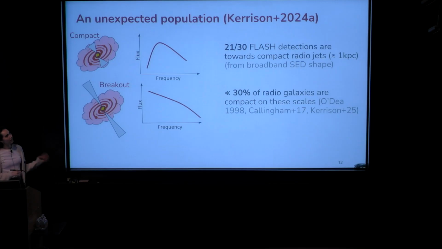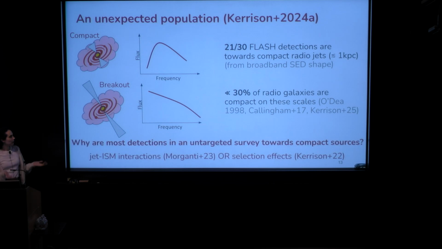And we've actually found that about 60% of our detections in FLASH that have neutral hydrogen absorption are towards these compact sources where the radio jets haven't yet broken out of the ISM of the host. That's a bit unexpected, because if you take any given radio population, we would expect far fewer than 60%, maybe as low as 5 to 10% of this random sample of radio galaxies to have these very, very compact jets. So there's something strange going on here.